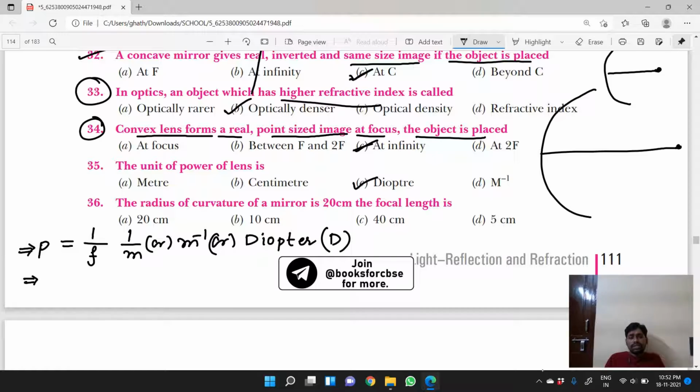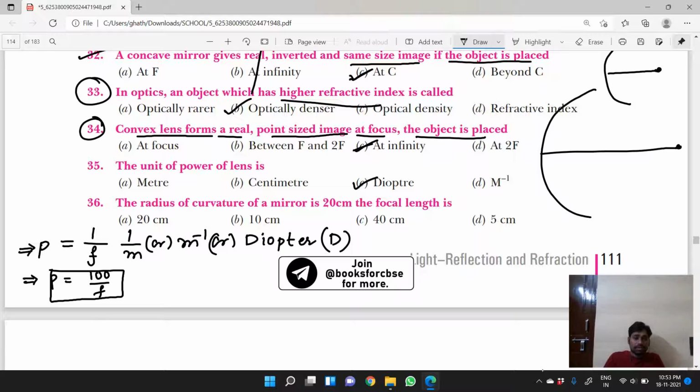If focal length is given in centimeters, then P is equal to 100 by F in centimeters. When focal length is given in centimeters, it is converted like this. So in terms of focal length, use this for a good understanding. You can take this formula.